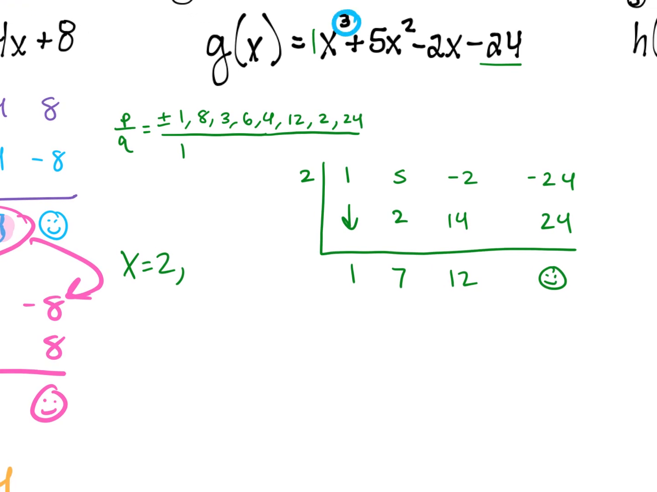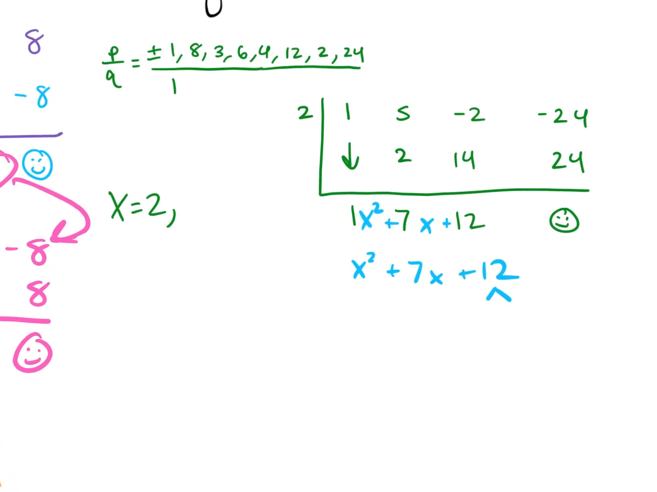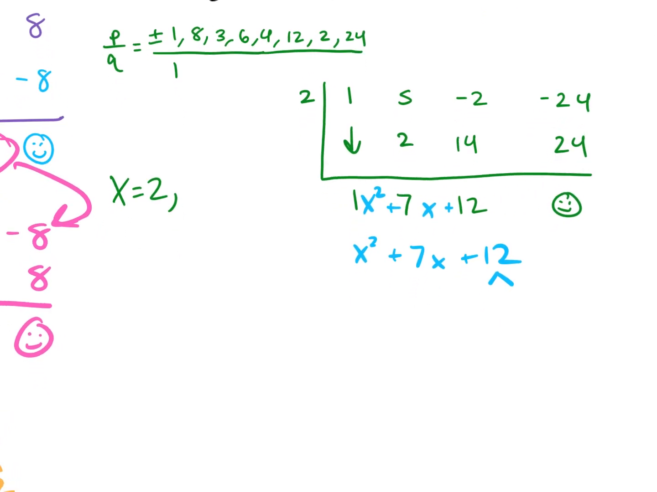Our question started with x to the 3rd power, so our answer here is going to be x squared plus 7x plus 12. From here, we could just factor it. You can do P over Q again if you want, or you can just factor. Do we have two factors of 12 that add to 7? 3 and 4. So x plus 3 and x plus 4. So what does x equal? -3 and -4. Perfect. So our answers are 2, -3, and -4.